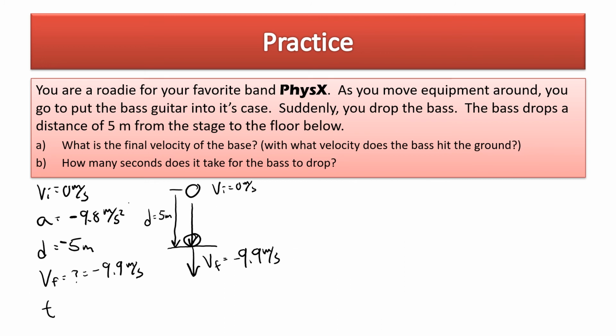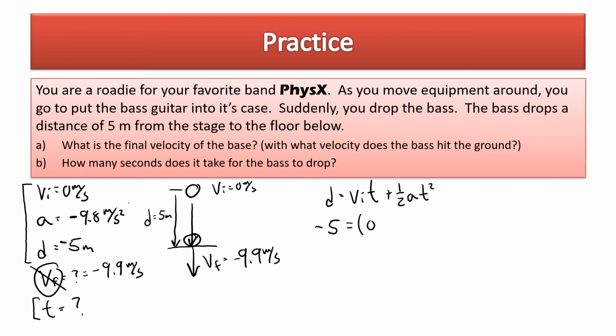So if we're looking for the time, and in this case, we definitely rounded this number, so I'm actually going to use VI, A, D, and T and find an equation without VF because we rounded that, which is D equals VIT plus 1/2 AT squared. You plug in your numbers. VI is 0, so that's cool. We're looking for T plus 1/2 times negative 9.8 times T squared.